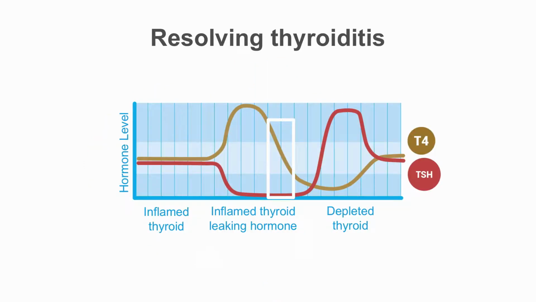For patients with resolving thyroiditis, subclinical hyperthyroidism is seen once the thyroid hormone levels start returning to normal, but the TSH is lagging behind. So if labs are checked during this time period, thyroid hormone levels will appear normal, but the TSH has not yet recovered.